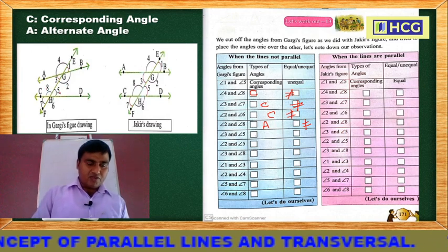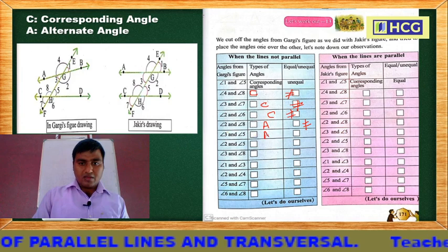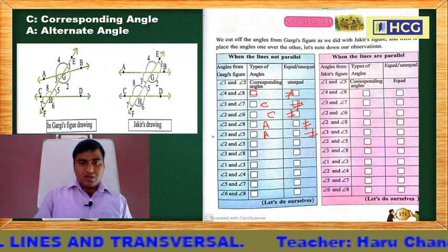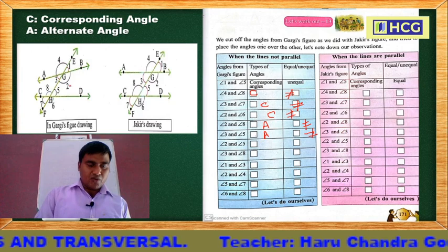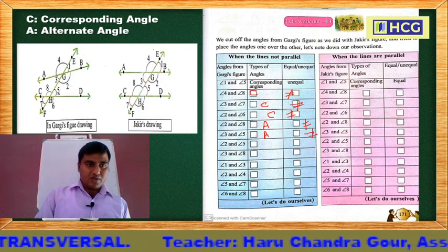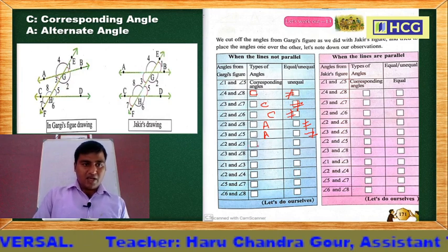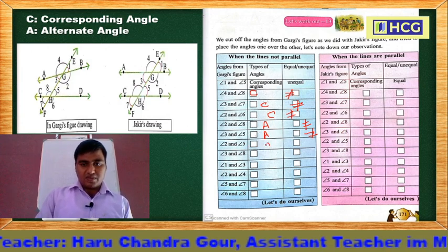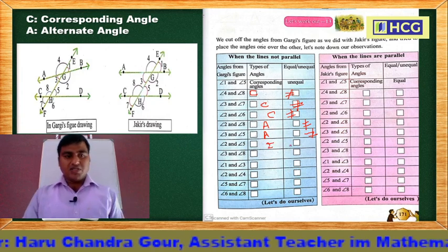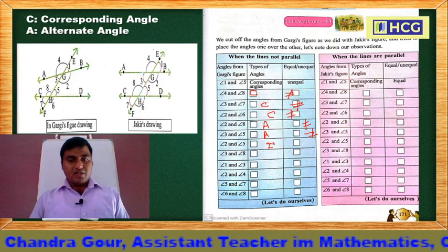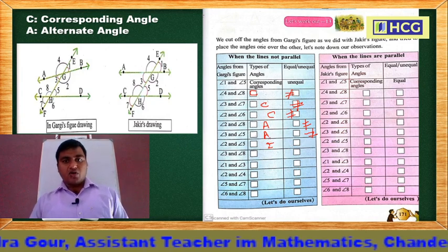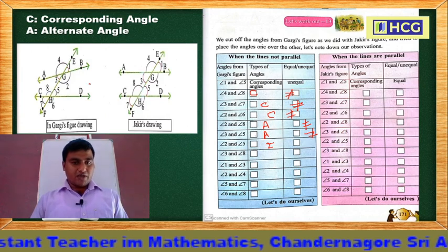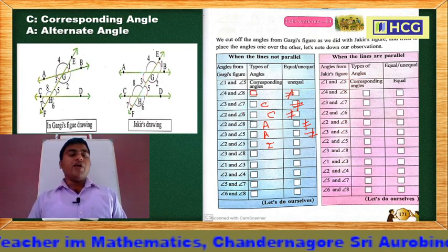Angle 3 and angle 5. This is also an alternate angle. So write A. Not equal. Angle 2 and angle 5. These two angles are interior angles on the same side. So these two angles are not corresponding and not alternate, right? Angle 3 and angle 8, not corresponding, not alternate. But these two angles are called co-interior angles.